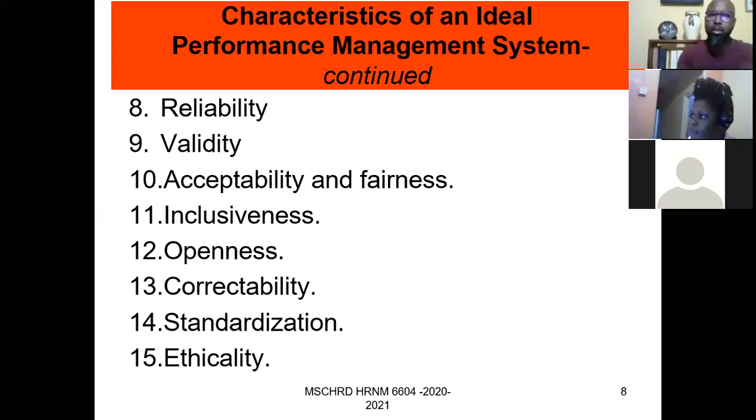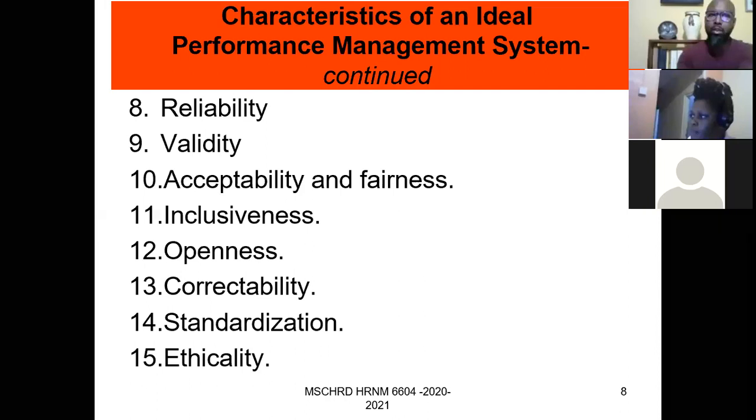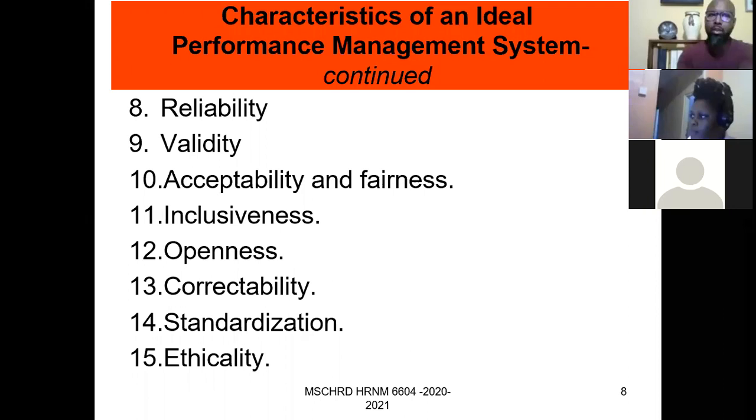Have any of you participated in an employee satisfaction survey within your organization? Yes, miss. Have you seen anything asking you about your appraisal process? No, miss. Okay.